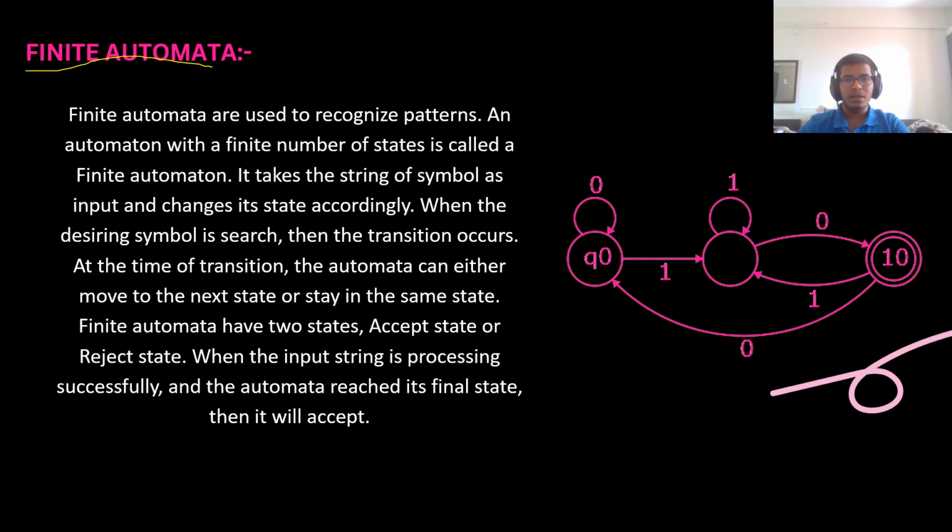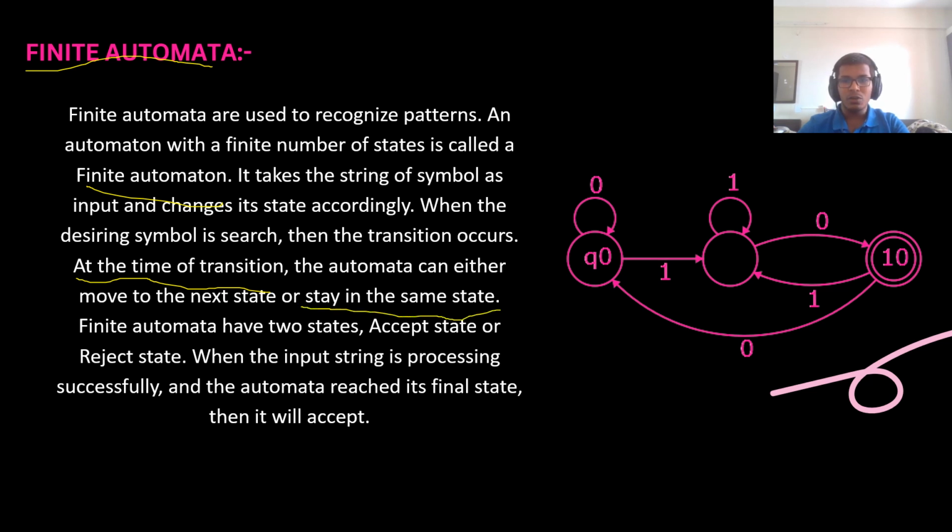So finite automata are used to recognize patterns. An automaton with a finite number of states is called a finite automaton. It takes a string of symbols as input and changes its state accordingly. When the desired symbol in the input is reached, then the transition occurs. At the time of transition, the automaton can either move to the next state or stay in the same state.